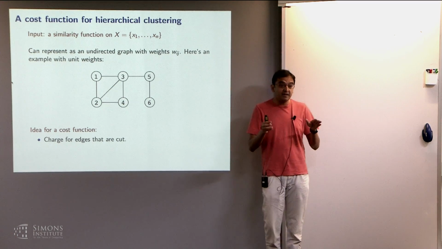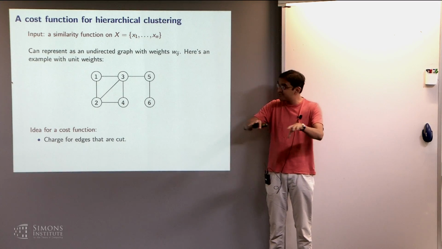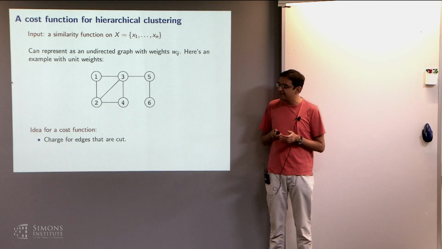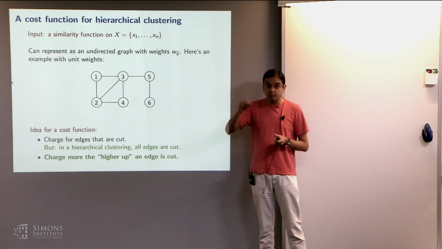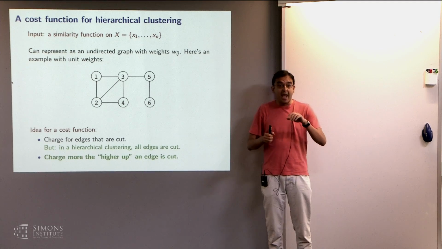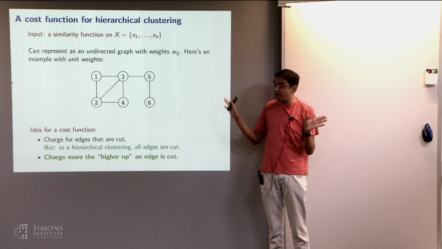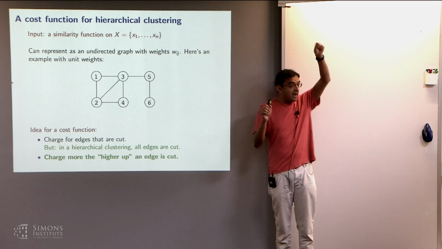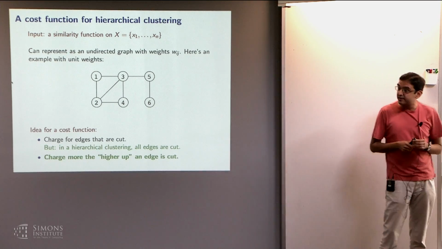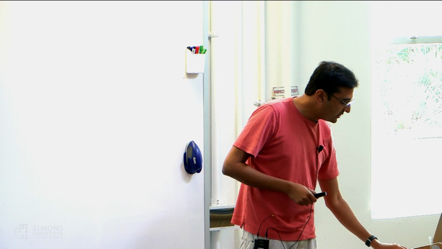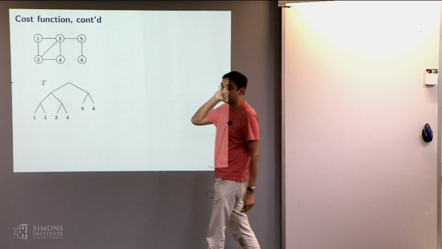But in a hierarchical clustering, you eventually cut all the edges, okay? Because at the end, you just end up with the individual points. So what we'll do instead is that we'll say that we charge for cutting an edge, and the charge is higher the higher up that edge is cut. Okay, so we don't want to cut any of these edges, but if we cut an edge really high up in the tree, then we have a high charge for it. And if it's lower down in the tree, then there's a lower charge. Okay, so let's step through an example of what this cost function would look like.